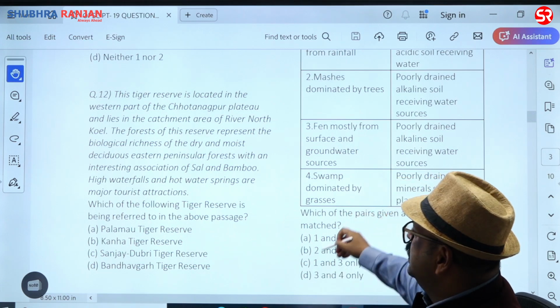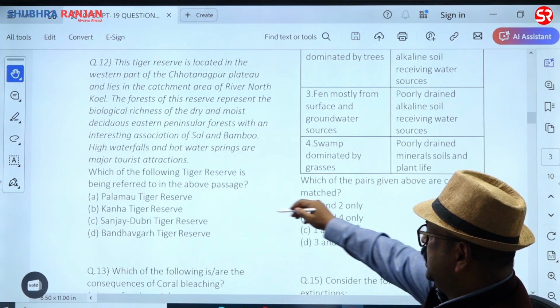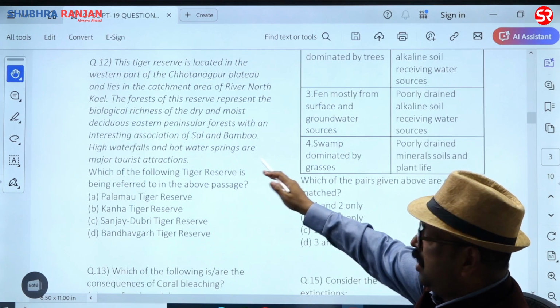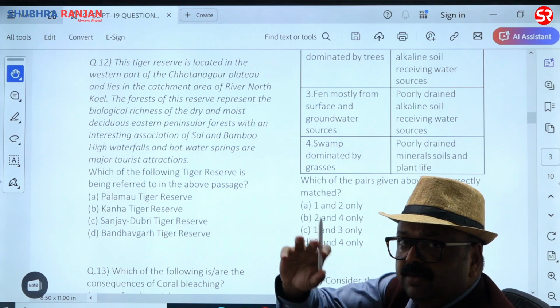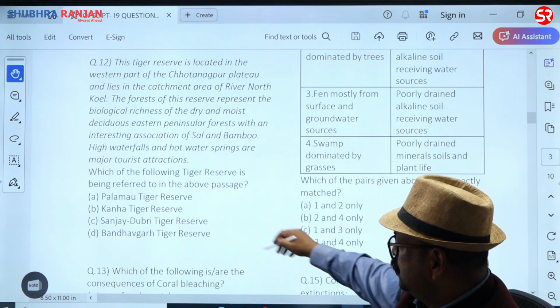यहाँ पे tiger सारे खत्म हो चुके हैं. So that is what Palamu Tiger Reserve. So out of those 9 tiger reserves, initially when Project Tiger was launched, Palamu was one of them.